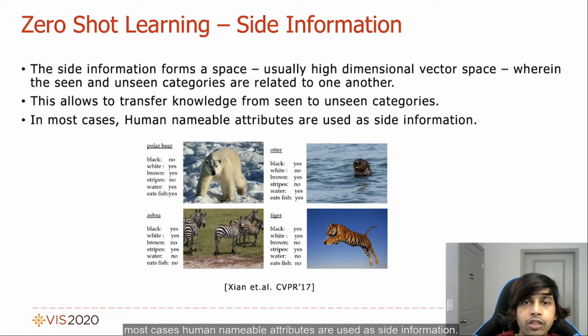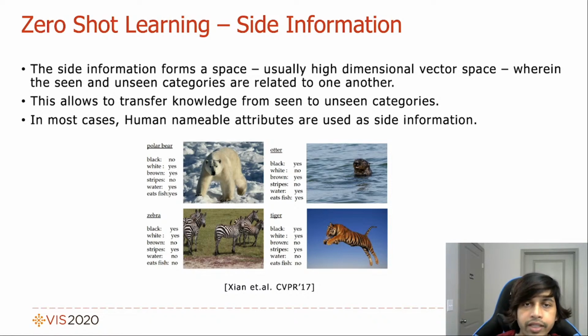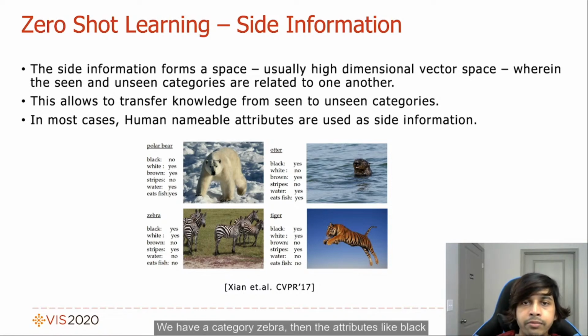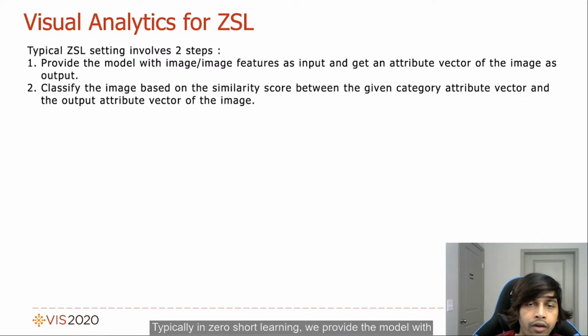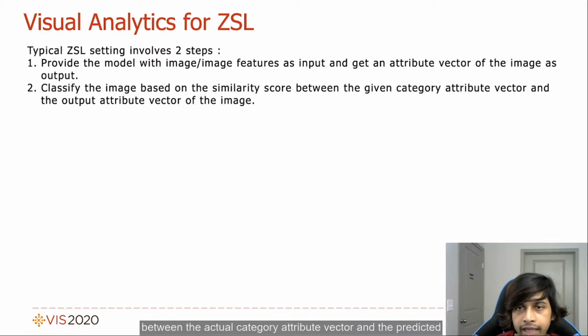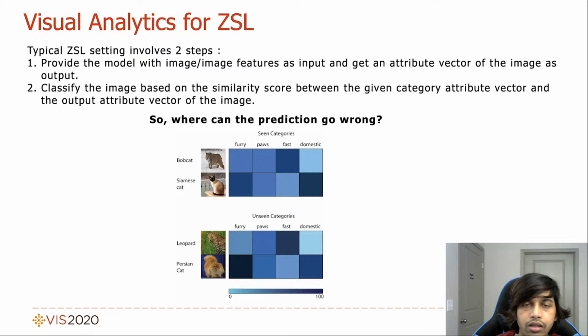In most cases, human nameable attributes are used as side information. For example, suppose we have a category zebra. Then attributes like black, white, stripes would describe the category. Typically in zero-shot learning, we provide the model with an input image and get a predicted attribute vector as output. The image is then classified based on the similarity score between the actual category attribute vector and the predicted attribute vector. So where can the predictions go wrong?